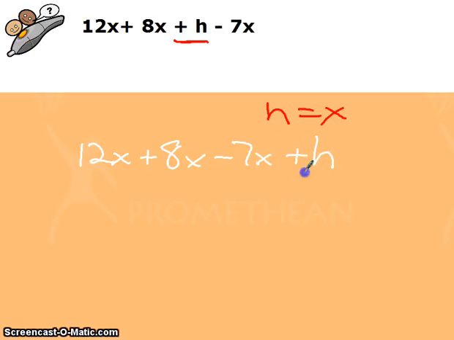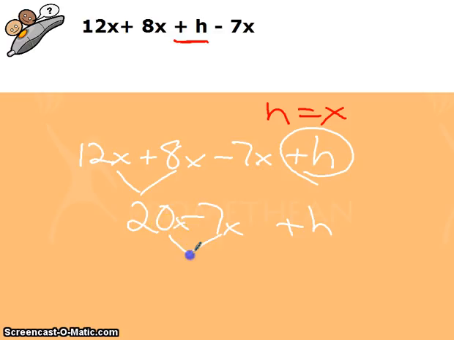Again, we're going to put this h on hold for just a second because it doesn't belong with the other guys there. So let's just do our order of operations left to right. 12x plus 8x is 20x minus 7x plus h. We can't forget about it. So 20x minus 7x is 13x plus h. So we've got this simplified, and we can't combine the h term and the x term. You can't put apples together with oranges. So we're just going to keep it that way. We have 13 apples and 1 orange.